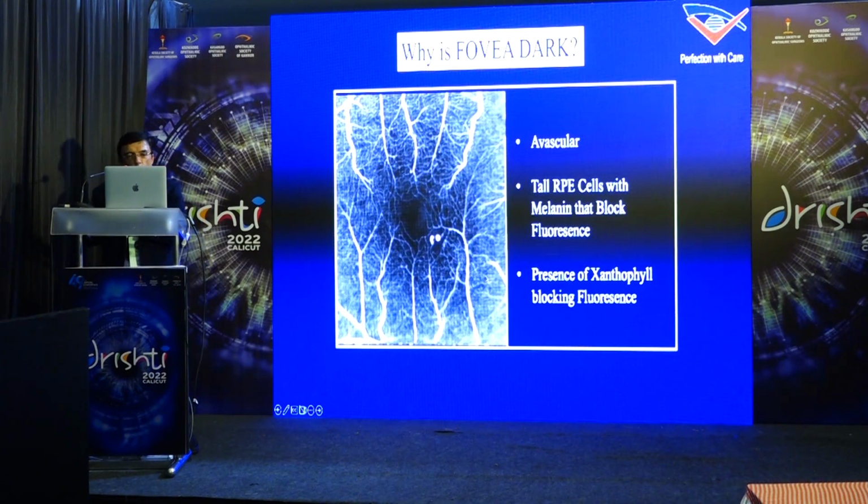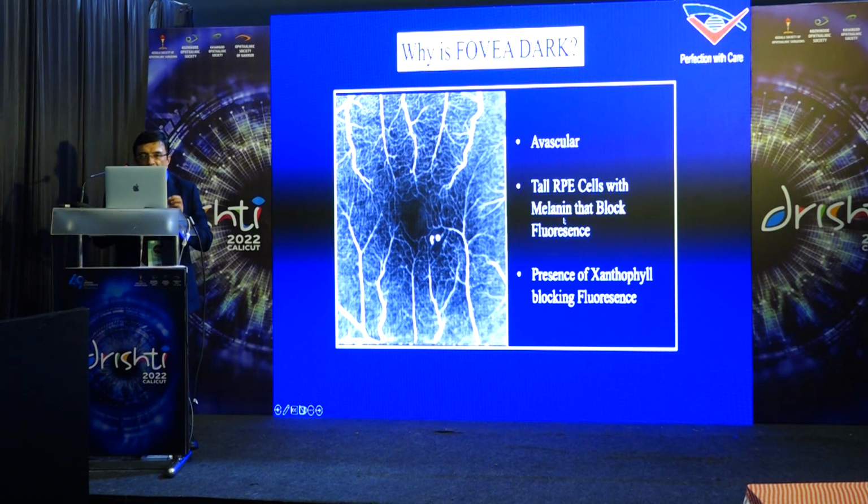Now, you may ask, why should a fovea appear dark? The fovea is darker because it is avascular, because it has got tall RPE cells which have melanin, which blocks the fluorescence, and you have a presence of xanthophyll.